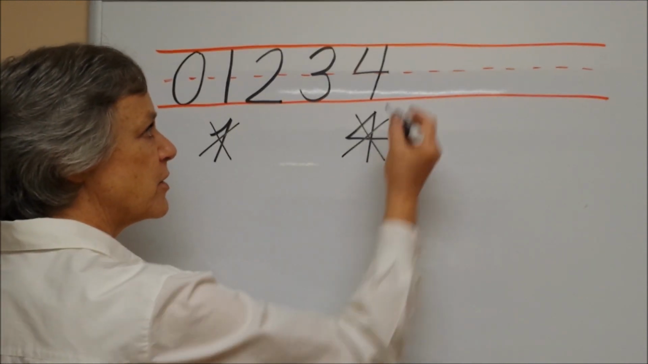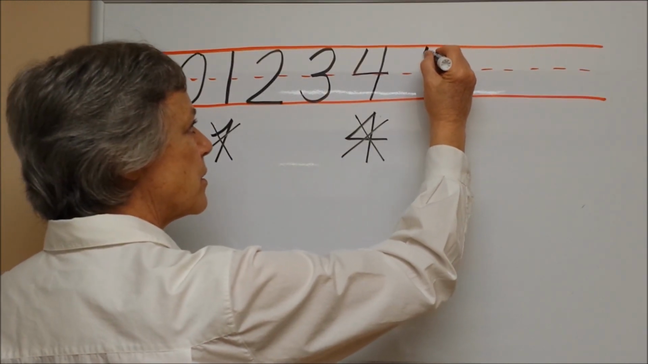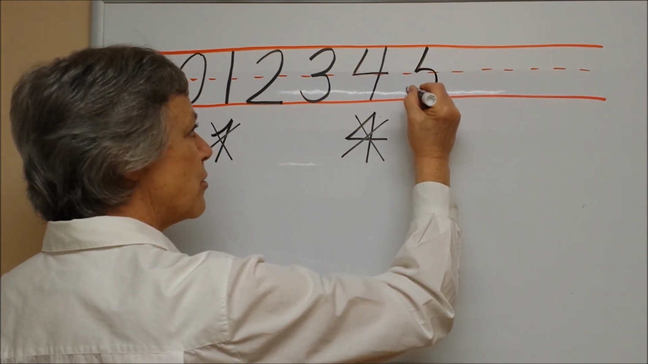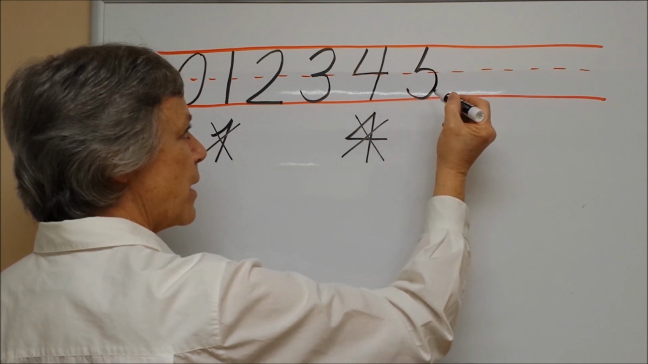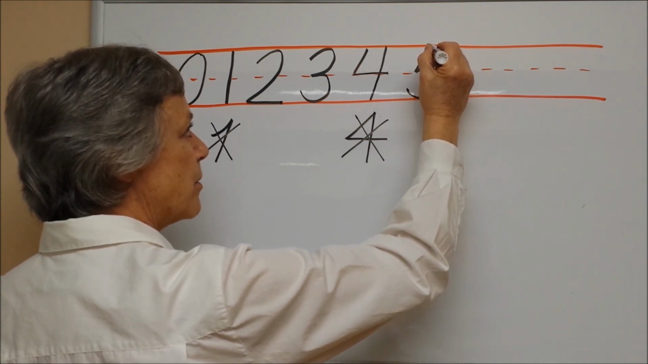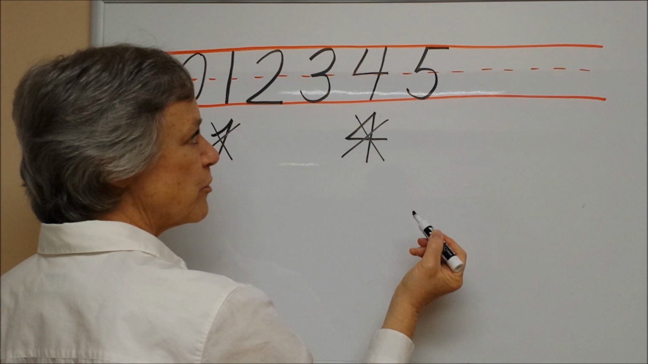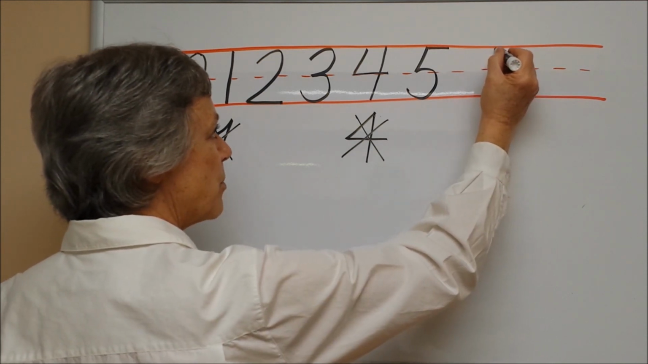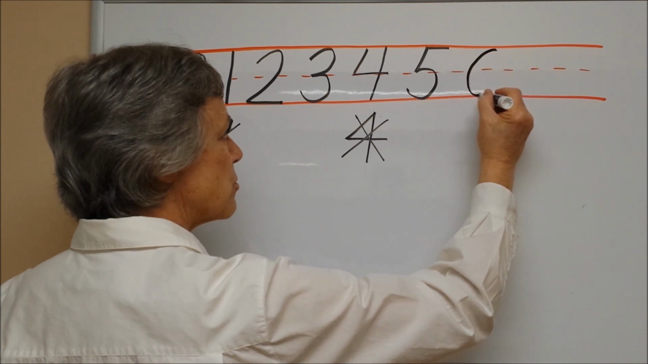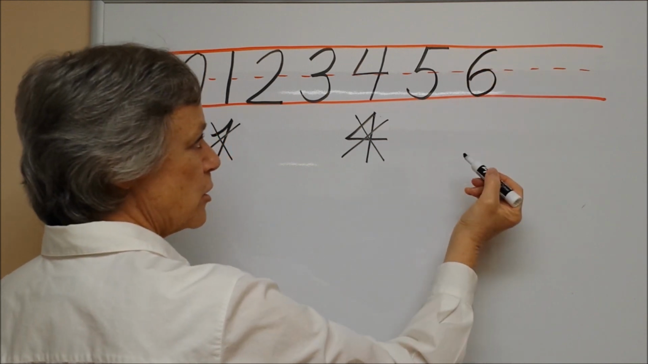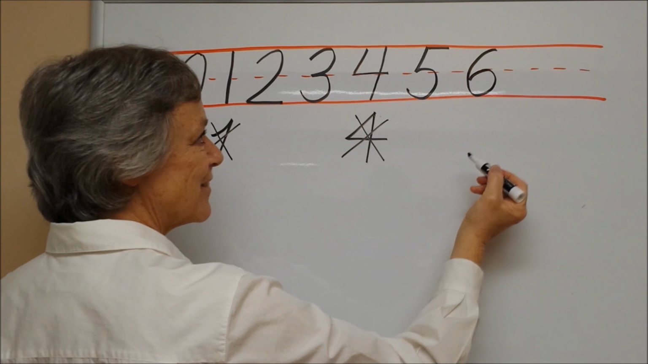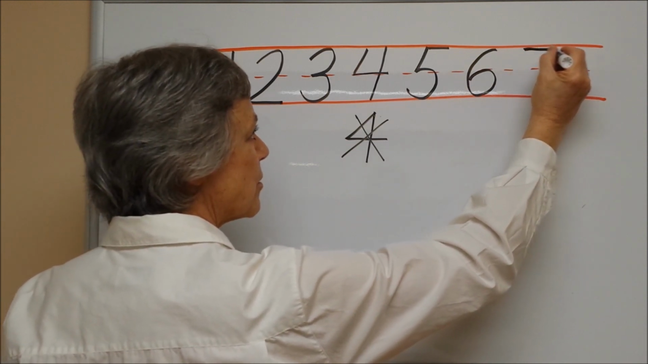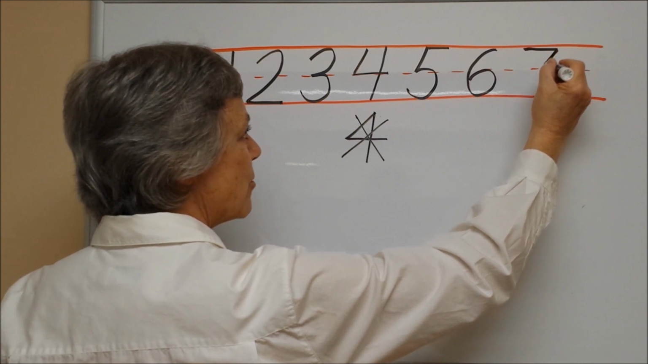The number 5 starts at the top, goes down to the middle, then we make a curved part to the right, lift the pen, go back to the top, and go across. That's number 5. Number 6 starts at the top, goes around to the bottom, makes a loop. Number 7 starts at the top, goes across, and down on a slant.